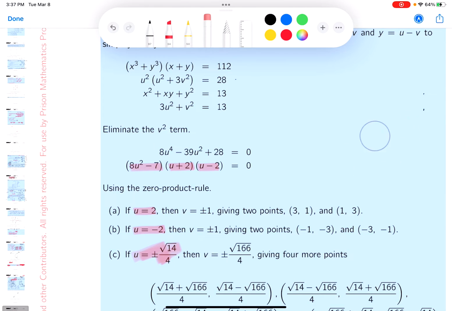And not that I want to do all the detail, but someone says, where would you plug it in? I've got to be honest with you, I think I would plug it in here because this is probably the easiest thing I can deal with. And if u is, let's just do the 2. If u is 2, you would get 12 plus v squared is 13, and v squared would be 1, so v could be plus or minus 1.